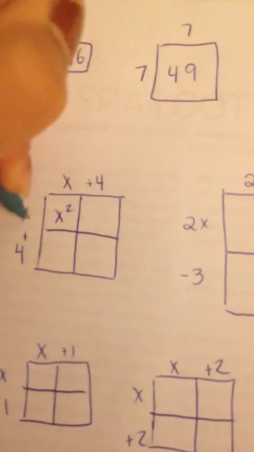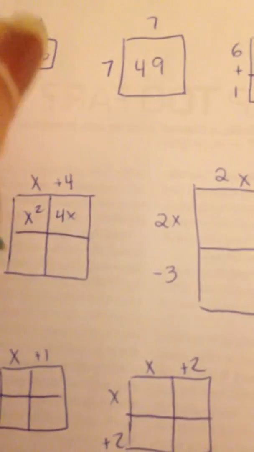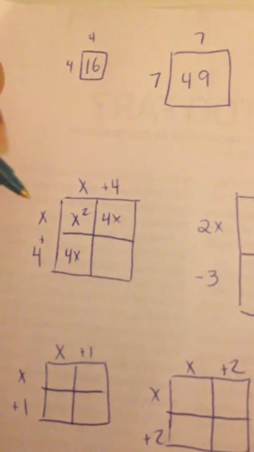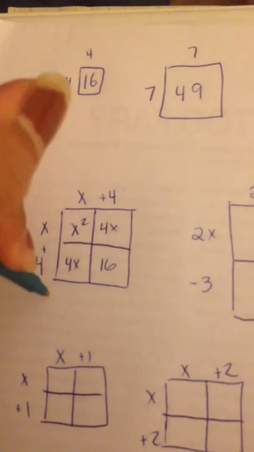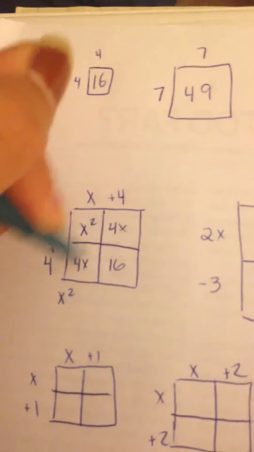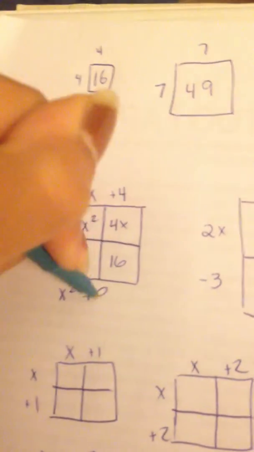Then we throw in some variables like x plus 4 and x plus 4. X times x is x squared. 4 times x is 4x. 4 times x is 4x. And 4 times 4 is 16. If I'm talking too fast, you can always pause. If you add these all up, you get x squared, combine like terms, 4x and 4x make 8x plus 16.